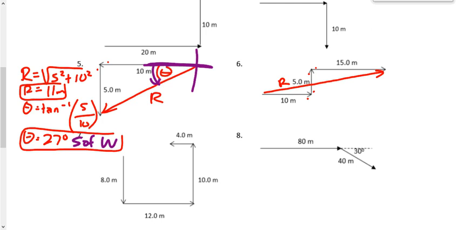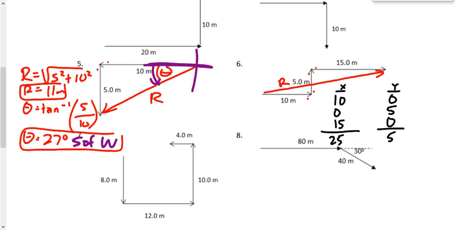Let's say x components, y components. 10 meters for the first one, 0 meters for the y component for the first one, 0 for the second one for x, 5 for the y for the second one, 15 x component for the third one, 0 y component for the third one. We add these up, 25 and 5.